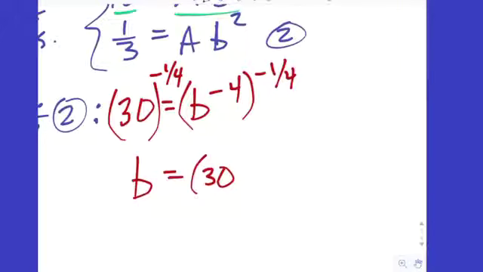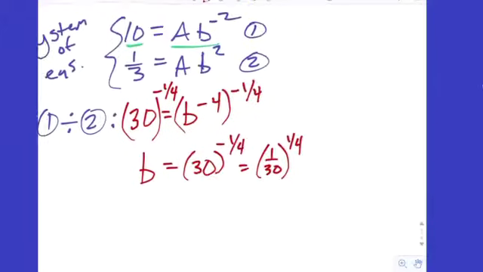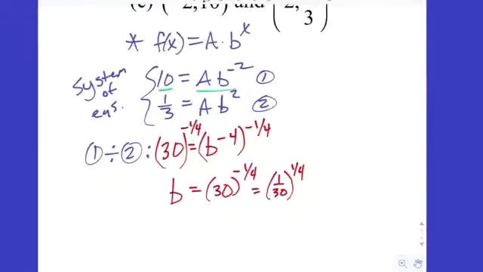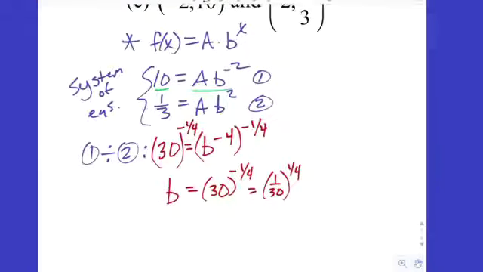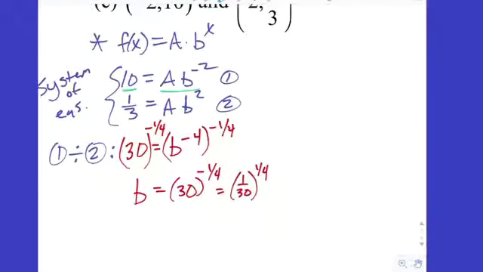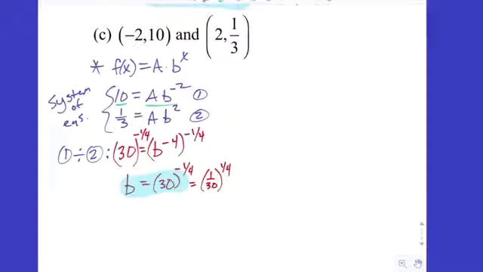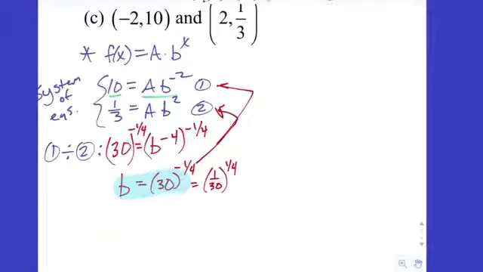So we end up with 30 to the negative 1/4, or if you like it without a negative exponent, 1/30 to the positive 1/4. That's what you would get if you actually did equation 2 divided by equation 1. It doesn't really matter. They're equivalent. So notice now we found the b first. Now I just got to find the a. So to do that, I'll plug it back into either one of those original equations. Which one is more user-friendly to you, number 1 or number 2?